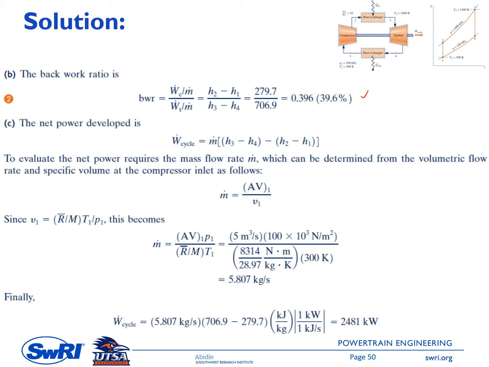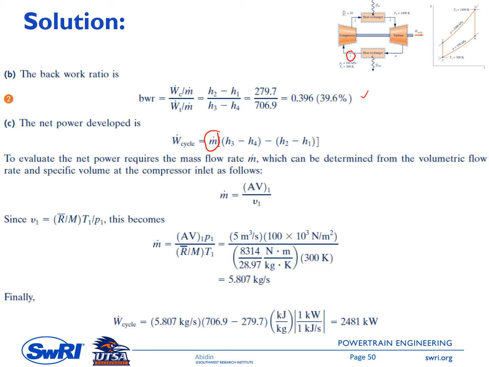Question number 3 is the net power developed by the cycle. So this is the net work, right? It is the turbine power minus the compressor power. The question is in the unit of kilowatt, so in this case, you need to calculate the mass flow rate. To calculate the mass flow rate, you can use the ideal gas equation of state. Just pick state number 1 here. Pressure and temperature are given, then you should be able to get the specific volume.